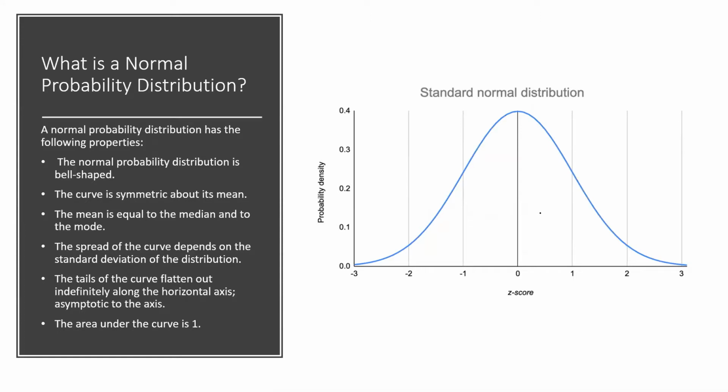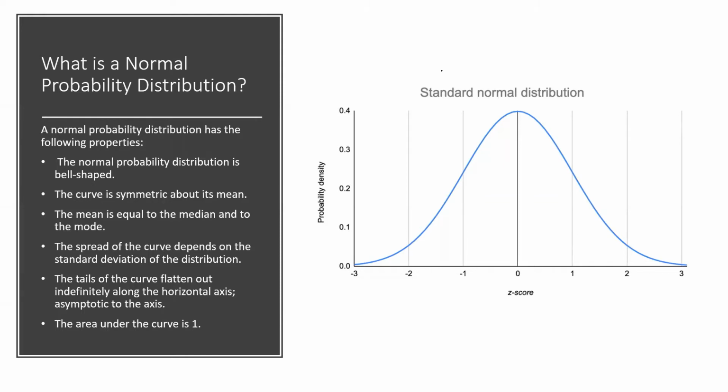Okay, so the normal probability distribution is bell-shaped. Then the curve is symmetric about its mean. When we say symmetric, if it's split into halves, each of the halves must be equal. Then the mean is equal to the median and to the mode. So in order to have a normal probability distribution, the mean, the median, and the mode must be equal.